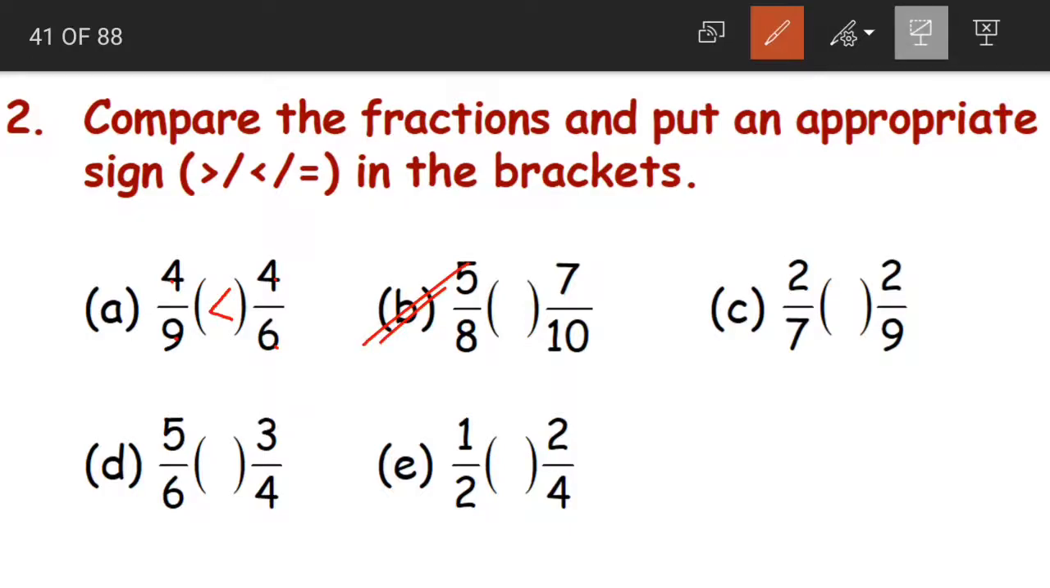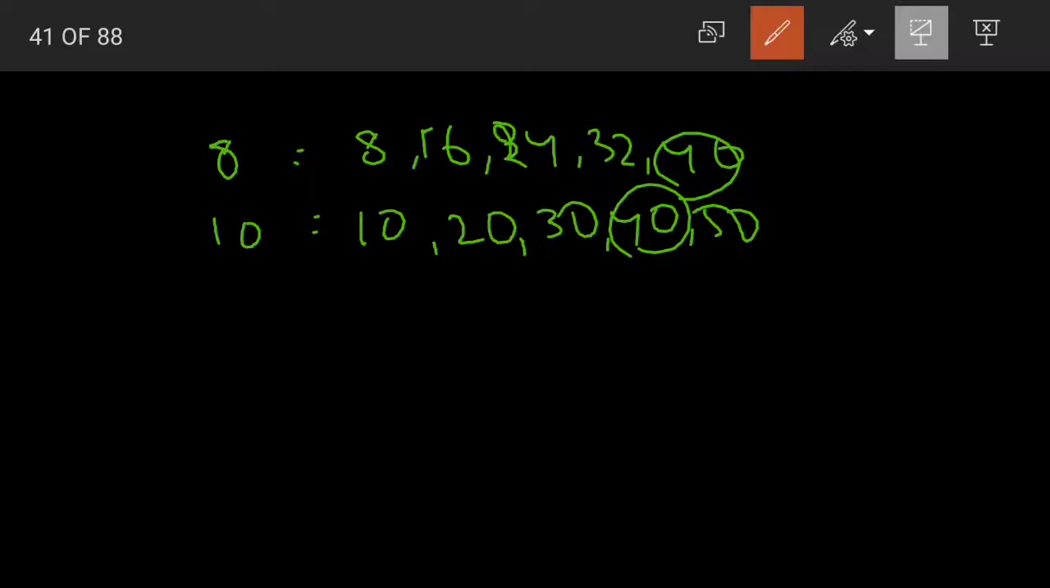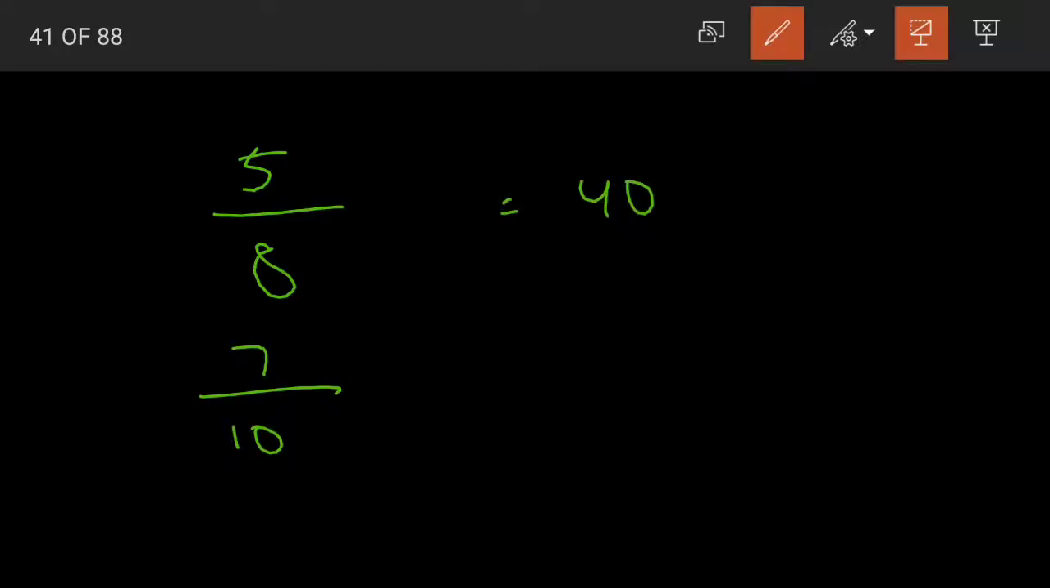Next, 5 by 8 and 7 by 10. We have different denominators, so we have to find out the LCM first. We have 8, 16, 24, 32, 40 as the multiples. Then for 10 we have 10, 20, 30, 40 and 50 as the multiples. The least common multiple here is 40. We have 5 by 8 and 7 by 10. The least common multiple is what, children? 40.